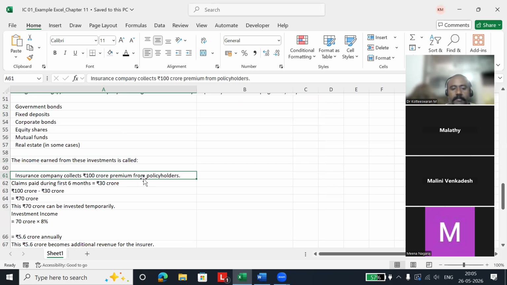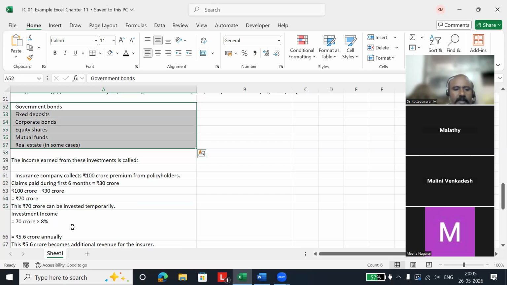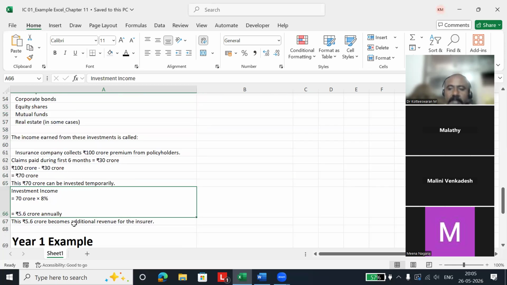For example, I have received 100 crore premium this year. And during the first 6 months, I have paid out 30 crores in claims. So remaining I have 70 crores. The 70 crores I should not keep without investing anywhere. We need to invest. So this 70 crores is invested temporarily in any of these areas. Even if I get 8% as investment income, I'll get 5.6 crores annually.